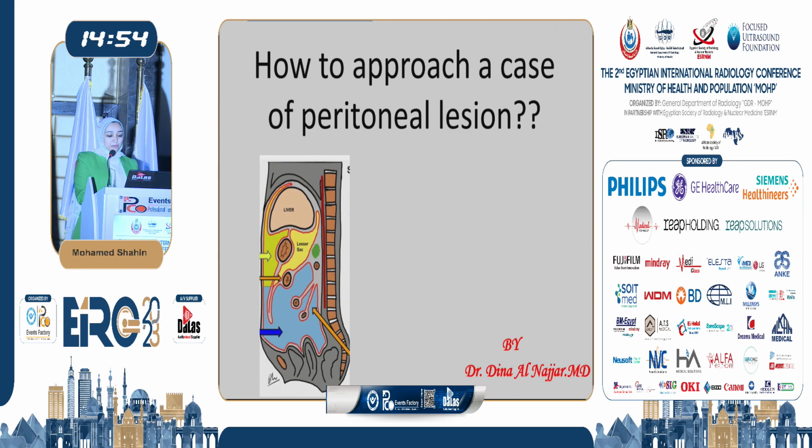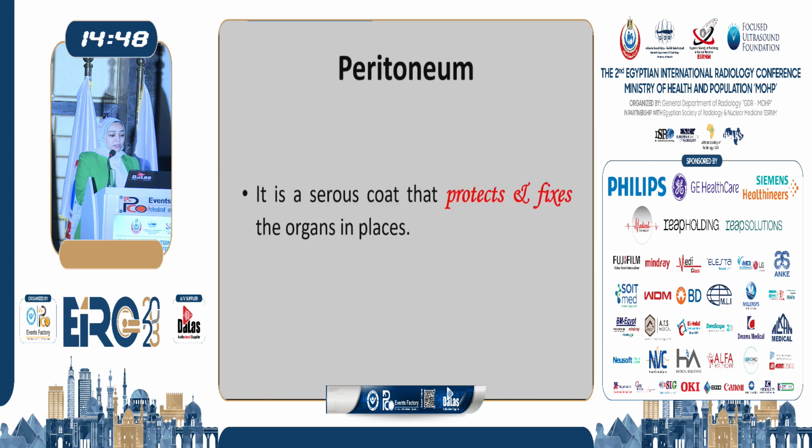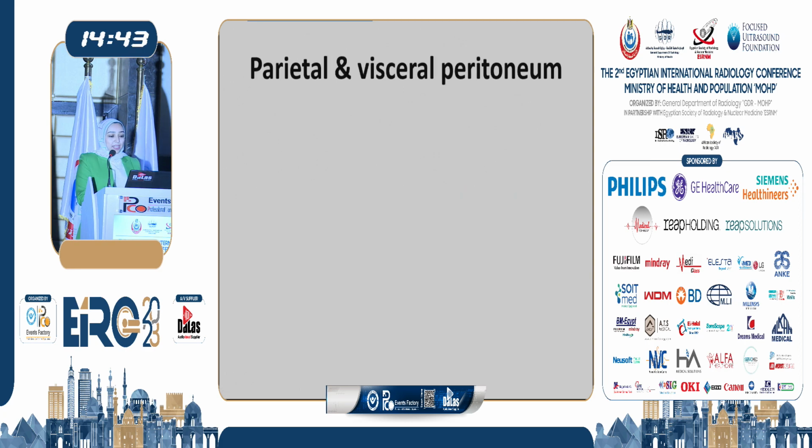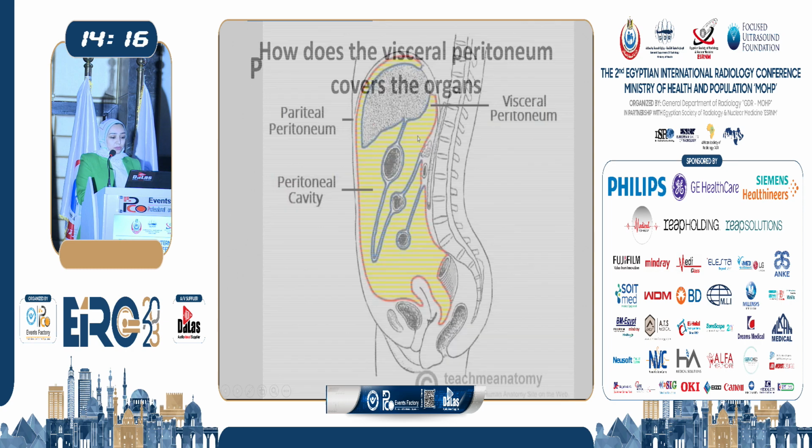First, I would like to give a brief anatomy about the compartment of the peritoneal cavity. The peritoneum is a serous coat that protects and fixes the organs in places. We have parietal and visceral peritoneum. As shown in this image, the red line is the parietal peritoneum. It lines the surface of the anterior abdominal wall, then wraps laterally, then comes to join at the posterior abdominal wall. While the visceral peritoneum lines the internal organs. Between these two spaces is the peritoneal cavity that's filled with the peritoneal fluid, which is the serous coat.